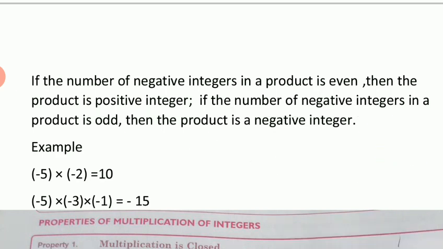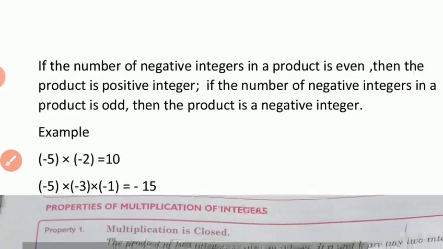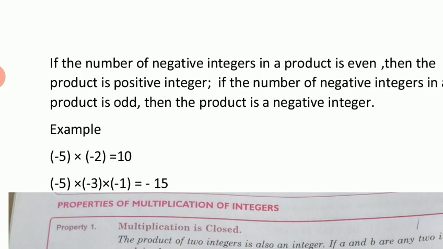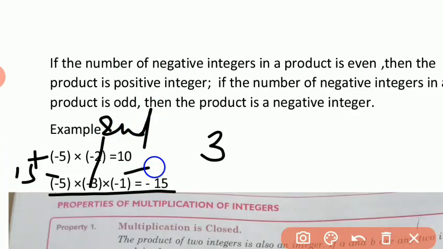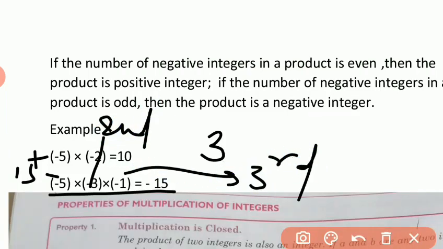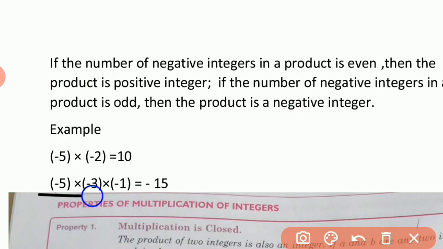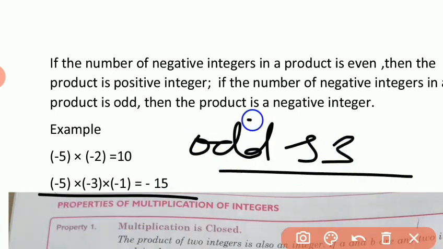And if the number of negative integers in a product is odd, in the second example you can see minus 5, minus 3 and minus 1. You can count how many negative integers are given. Minus 5 is the first negative integer, minus 3 is the second, and minus 1 is the third. So you can see that the number of negative integers in this product is odd. Here there are 3 negative integers. If we multiply these 3 negative integers, the product is a negative integer. It means the answer will always be negative.